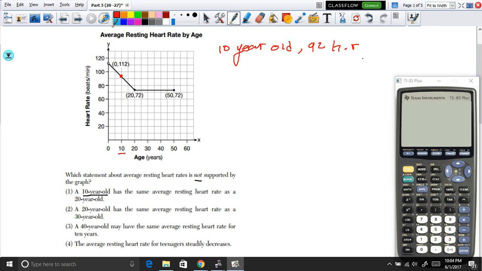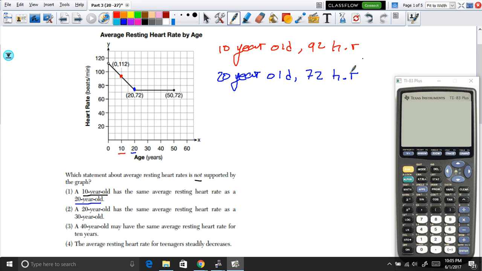Now let's look at the heart rate of a 20-year-old. So a 20-year-old, it's about right here. And this is exactly here. Notice that they're giving us the actual coordinate point. For a 20-year-old, the heart rate is about 72. So a 20-year-old has about a 72 heart rate.